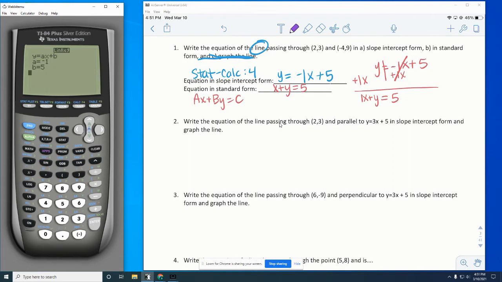For number 2, they want us to write the equation of the line passing through the point (2, 3) that's parallel to y equals 3x plus 5 in slope-intercept form. And again, the graphs didn't copy, so we're not going to worry about graphing.